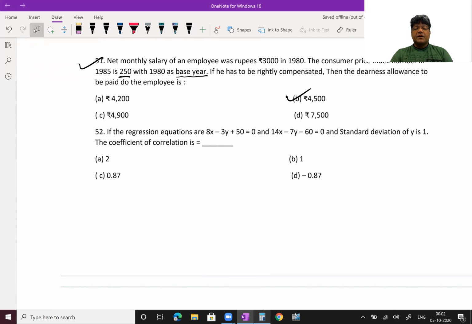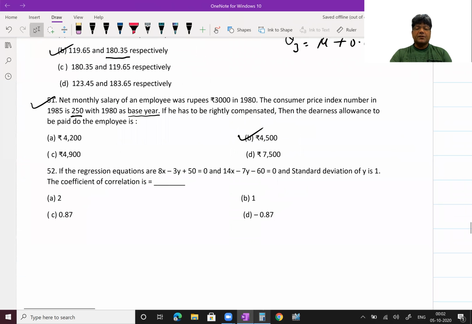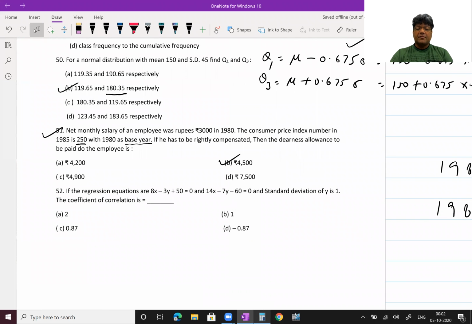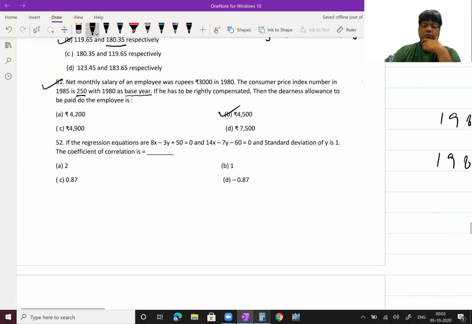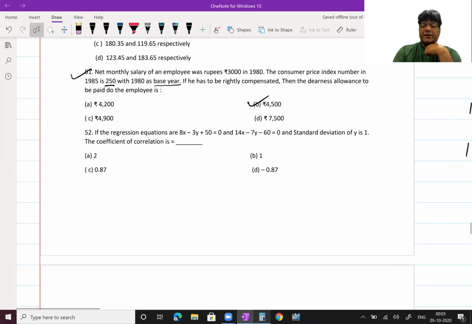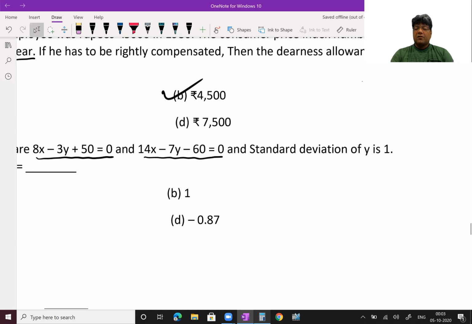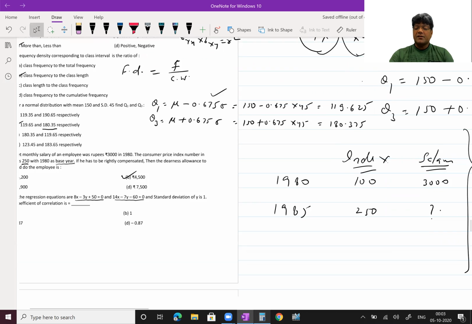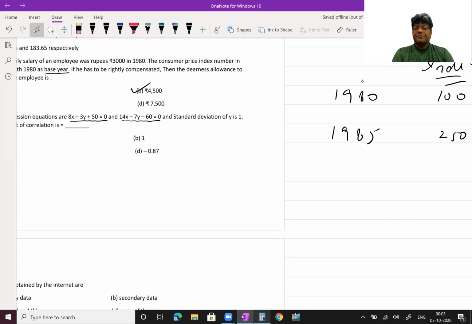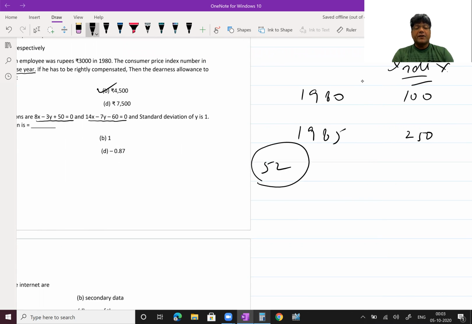Now, if the regression equations are such and such and the standard deviation of y is 1, what is the coefficient of correlation? Question number 52. Look. They have provided you two regression equations, but they are not telling which equation is of which type. So first of all, we will recognize which equation is of which type. How to recognize? We have already done this, but this time I will do it in short. That time I explained in detail.